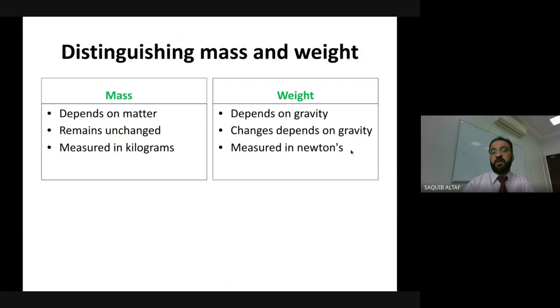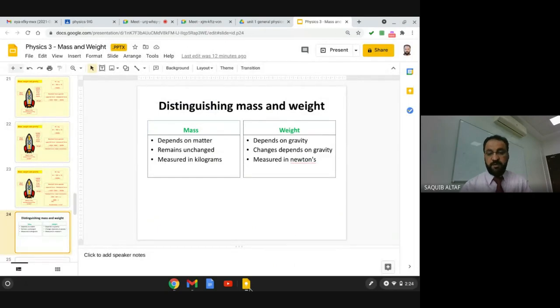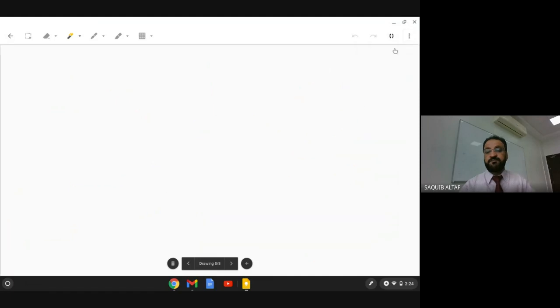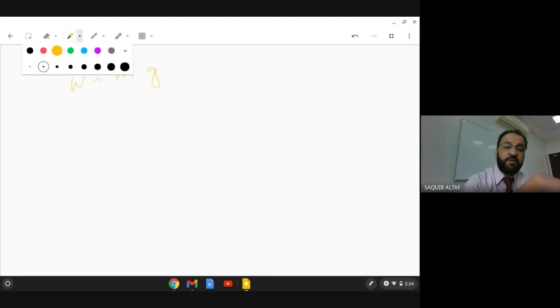So one more thing you can add, that weight can be calculated by using the formula W equals mg. I hope it is clear now. Just for review, I will tell you that this is the formula for the weight, W equals mg.